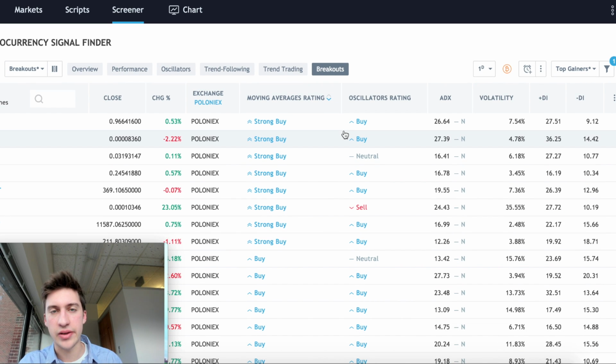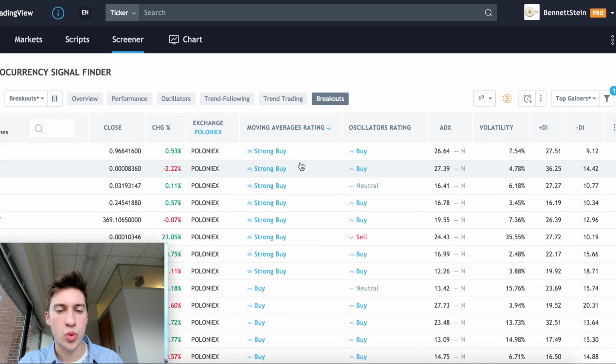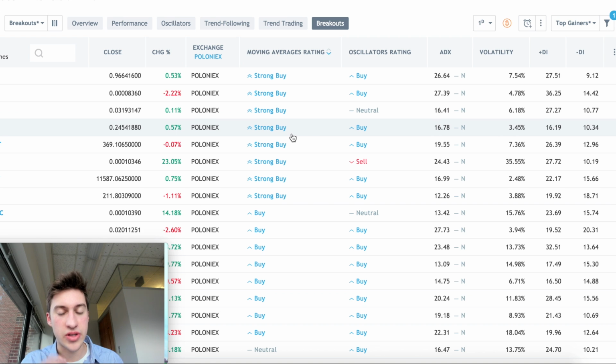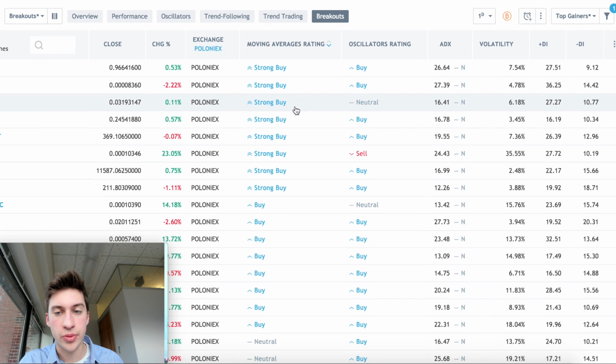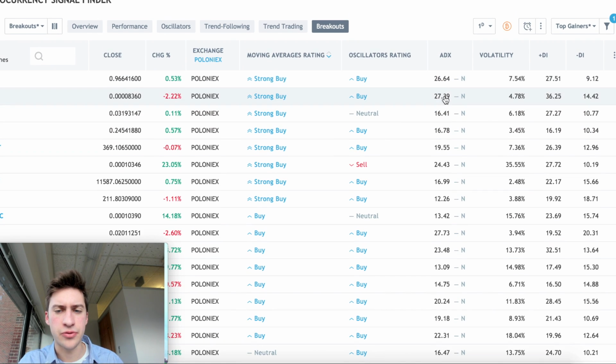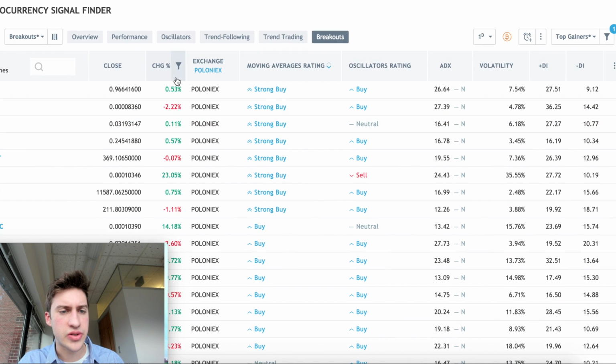So let's do exactly that. Okay, so we see all these moving averages that are strong buys. So these are already on our radar. These already have ADXs of around 15 to 30, so these look like very good candidates as well. Let's look at the change percent. These change percents fall into our radar as well. This one does not. VRC BTC up 23% does not fall into our radar, so we probably don't want to be trading this one.